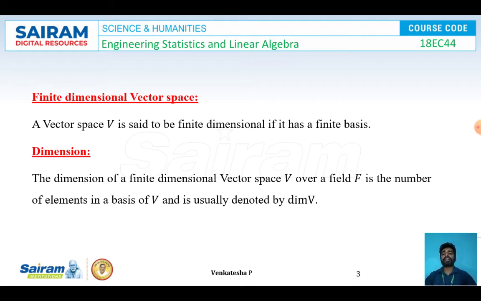Finite dimensional vector space. A vector space V is said to be finite dimensional if it has a finite basis. Dimension. The dimension of a finite dimensional vector space V over a field F is the number of elements in a basis of V, and it is denoted by the notation dim V.